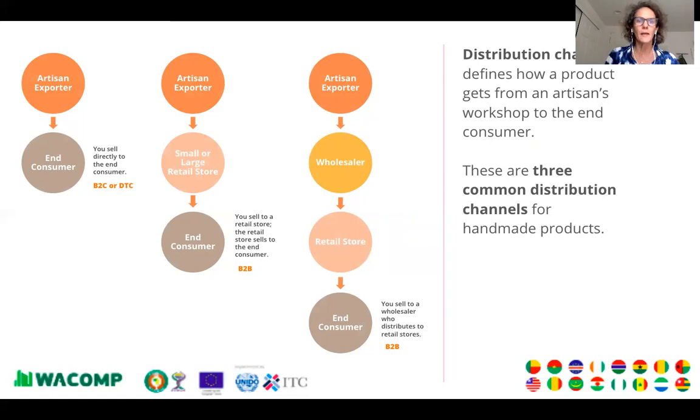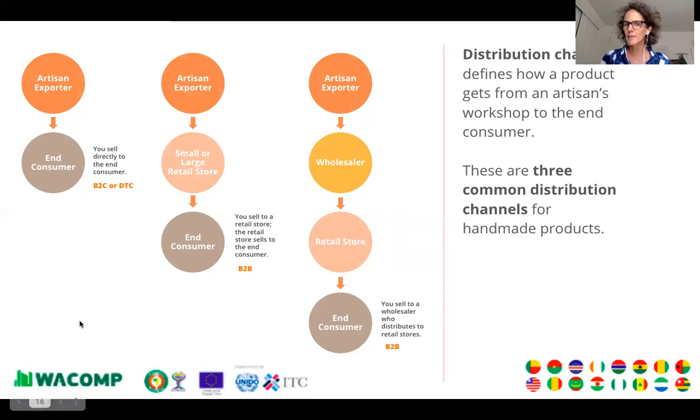In terms of target customer, the target customer is the entity that you are selling to in this channel. In the first channel on the far left, your target customer is the end consumer. In the middle channel, your target customer is a small store or a large store. In the channel on the far right, your target customer is the wholesaler. This is the company or the individual who you will transact with and do business with.